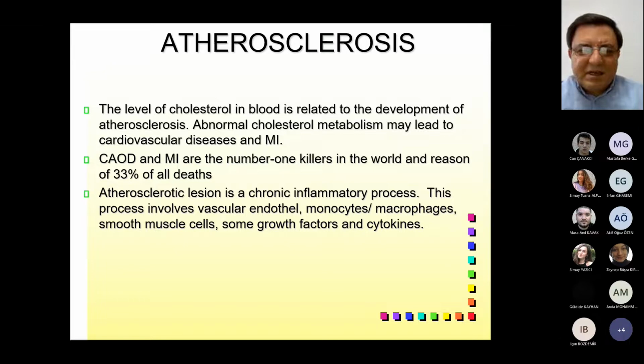These are the number one killers in the world, and they are the reason for 1/3 of all deaths in the world. So the lesion is a chronic inflammatory process, and this process contains some pathologies related with the vascular endothelial structure and monocyte, macrophage migration, and some abnormalities in the smooth muscle cells located in the vascular structure, and some other growth factors and cytokines, and we are going to see the details in the next slides.